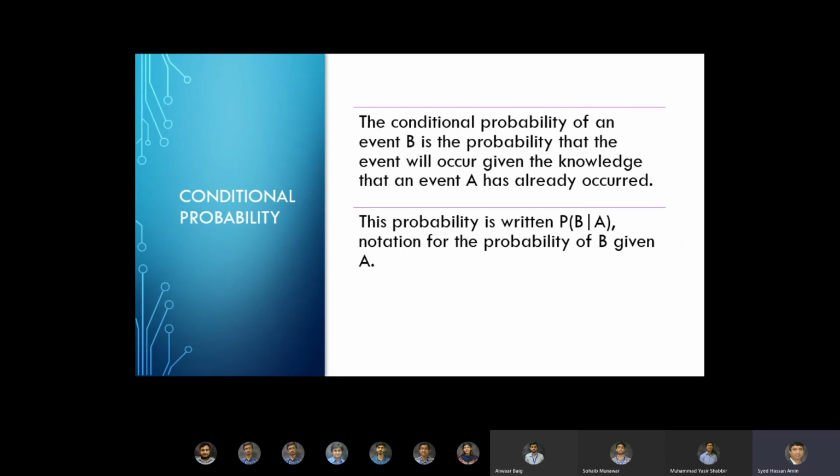So let's look at conditional probability. The conditional probability of an event B is the probability that the event will occur given the knowledge that event A has already occurred. Okay, so that's another key term that is associated with this. Sometimes we use just the term conditional probability. We don't refer to it as a posterior probability. This probability is written as probability of B given A. So posterior probability is essentially your conditional probability. Probability of B given A is the notation we use for conditional probability.